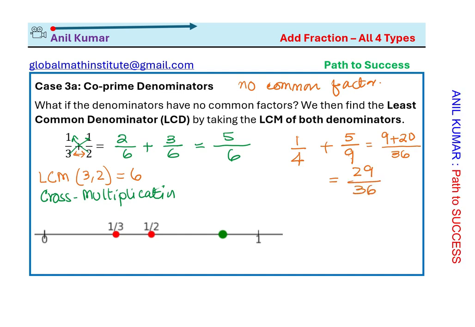So, in case the numbers in the denominator are co-prime, meaning they have nothing in common, no factor in common, in that case you can cross multiply and get the result.